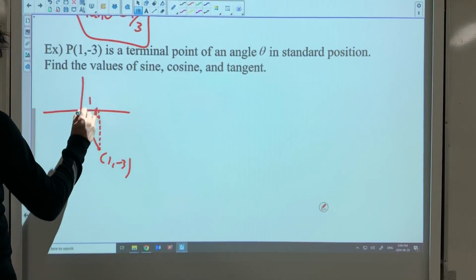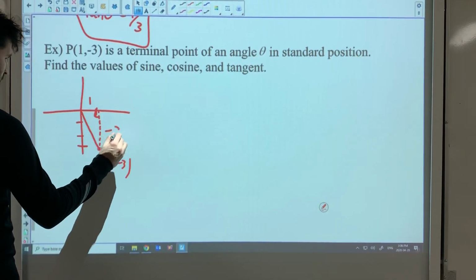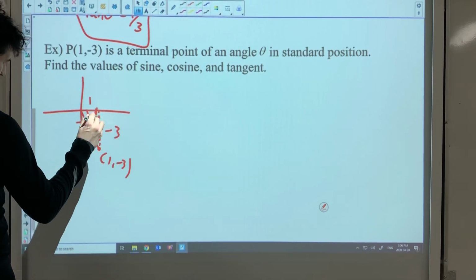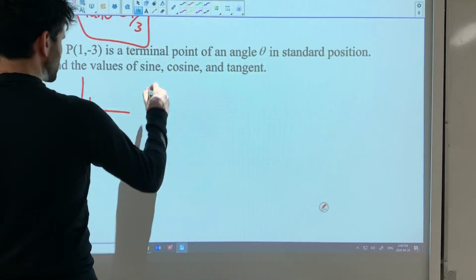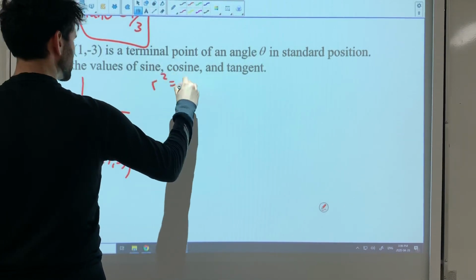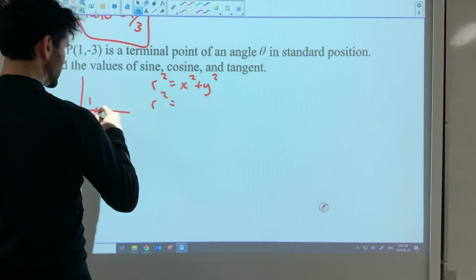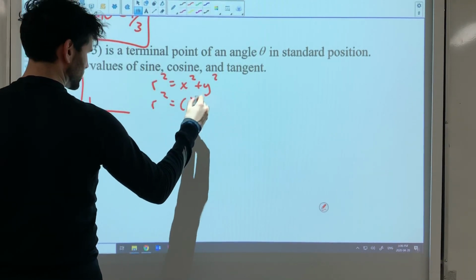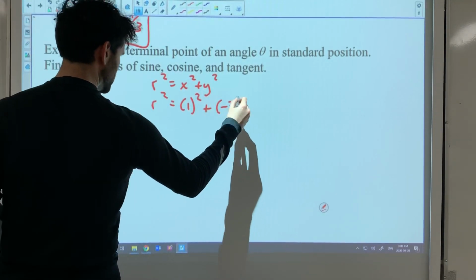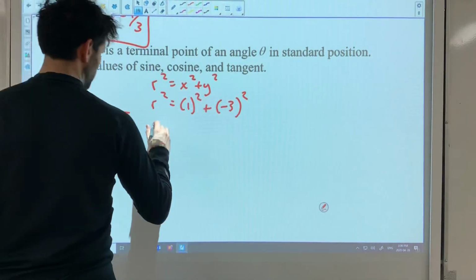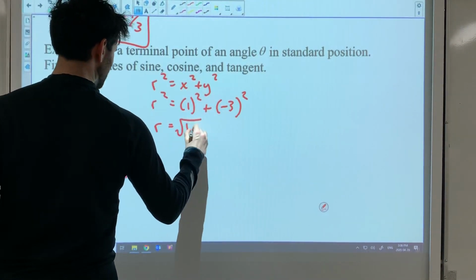So my x value is 1, my y value is -3. I don't know r, and there's theta. So obviously go find r. You're popping it into this equation. You'll never get negative numbers in here, because you should always use brackets. I don't bother if my numbers are positive, but in this case I've got the -3. So you're going to get 9 plus 1, so r is the square root of 10.